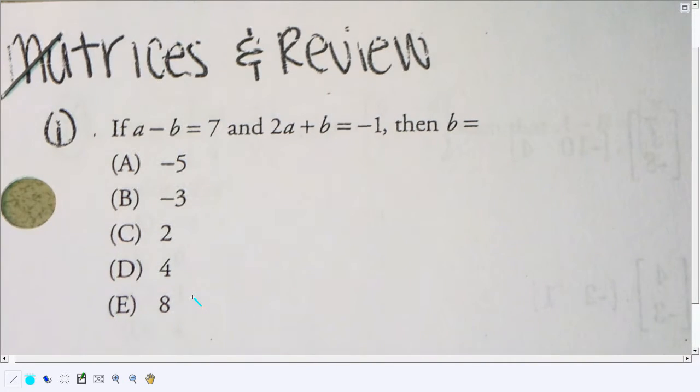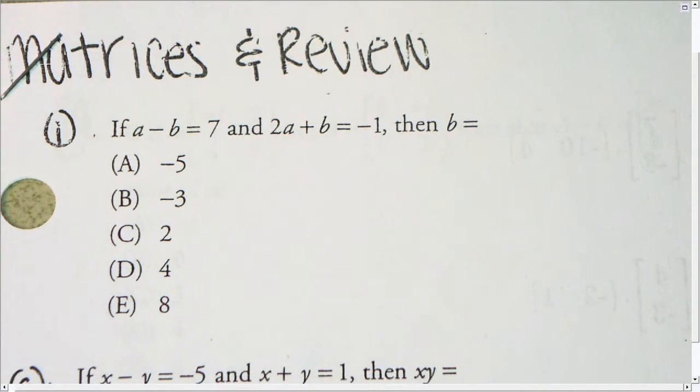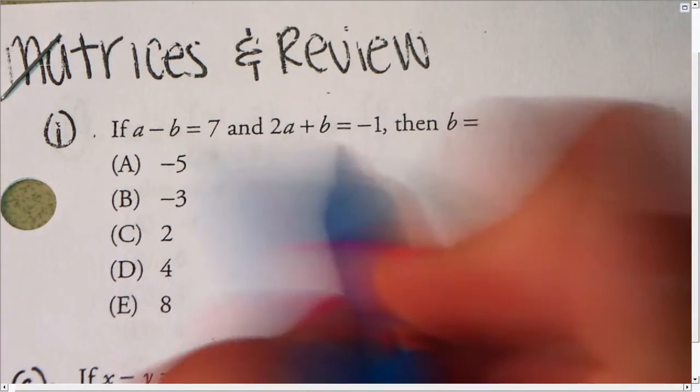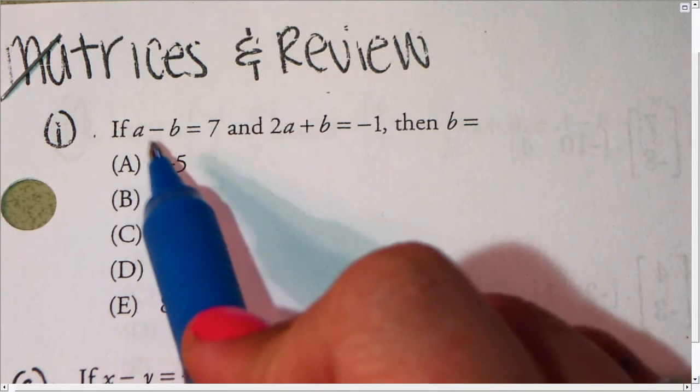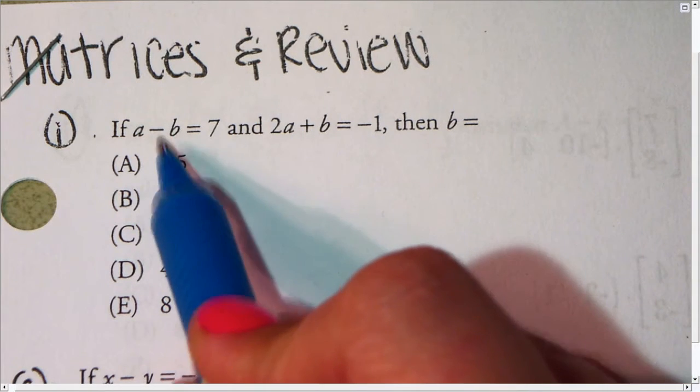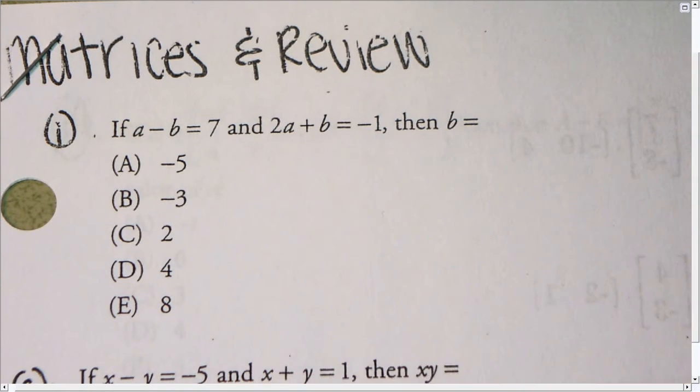So in this example, we're going to do matrices and review. To start, we want to go ahead and solve for the value of b. To do that, I would recommend substitution because if you do elimination, the b's are actually going to cancel.